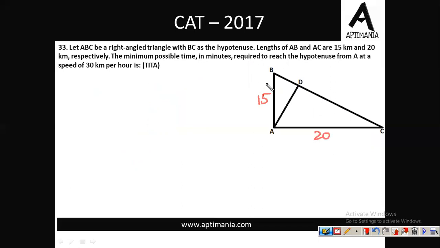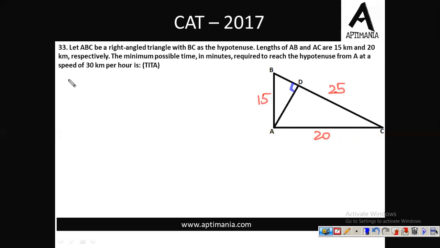अच्छा, applying the concept of Pythagoras theorem, अगर अपन BC कैलकुलेट करने की बात करेंगे तो आ जाएगा 25, right? It's a Pythagoras triplet as well. 3, 4, 5 वाला multiple है, 3 into 5, 4 into 5, so this should be 5 into 5. Right, the minimum possible time required to reach the hypotenuse from A. अभी minimum possible time के लिए आपको shortest distance travel करना पड़ेगा, and we know that shortest distance is always a perpendicular, right?